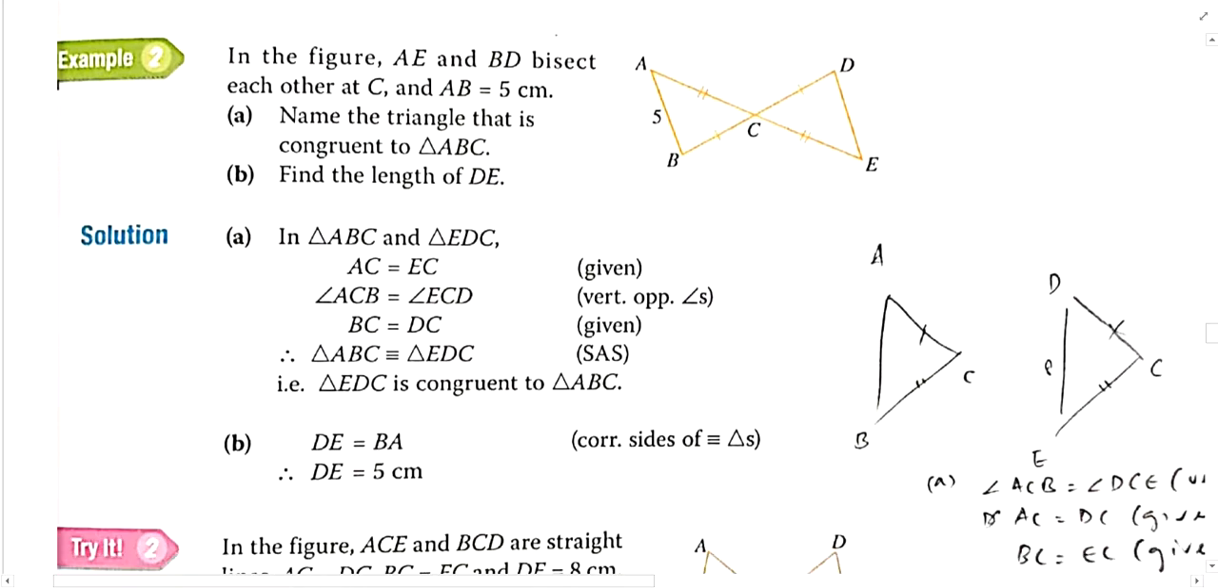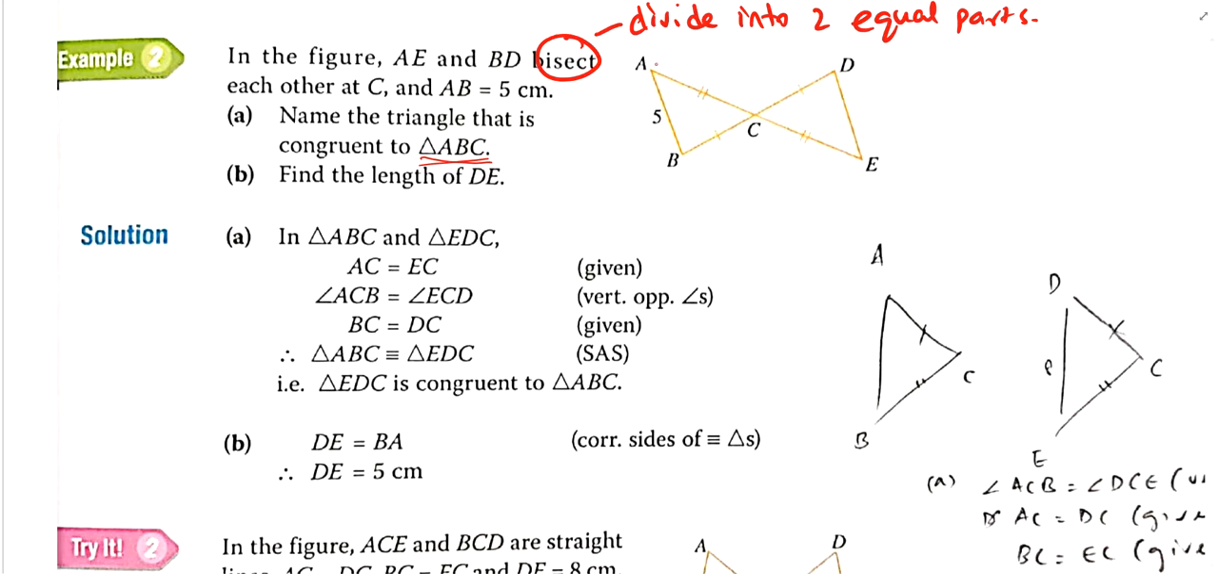Example number 2. So here I've got AE and BD, they bisect each other at C. What does bisect mean? Cut through? Okay. Divide into two equal parts. Okay? Bisect. So AB is 5. And name a triangle that is congruent to ABC. So ABC over here. This time they do not tell you which triangles are congruent. They ask you to name it.